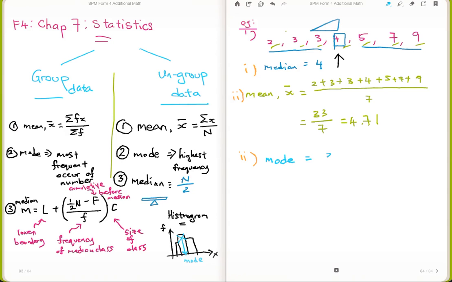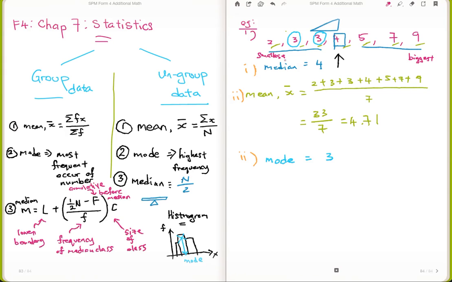Mode is 3 because 3 occurs twice. But bear in mind these numbers have to be in ascending order, from the smallest value to the biggest value. That's the trick to answer ungrouped data.